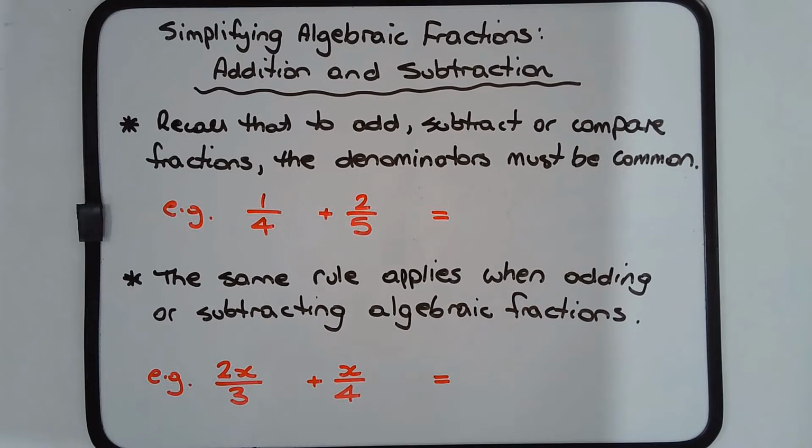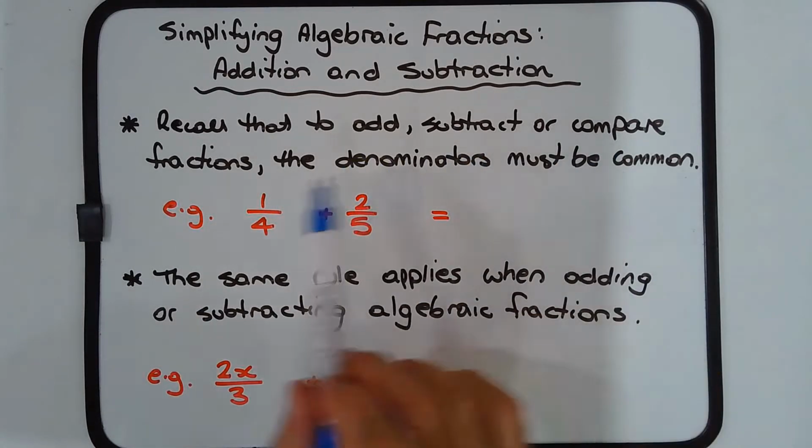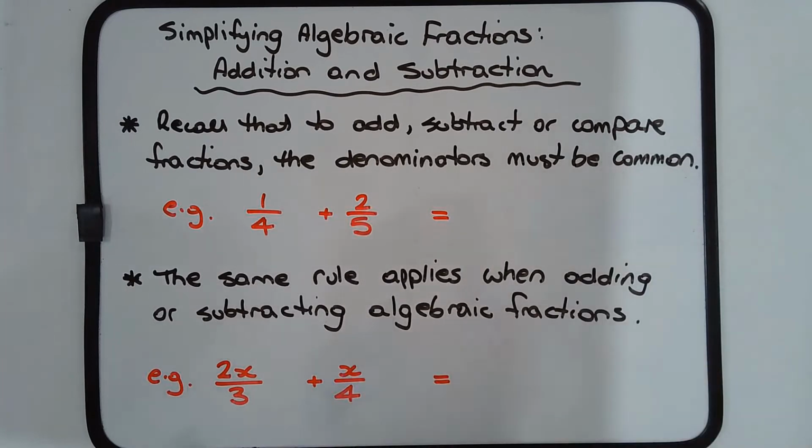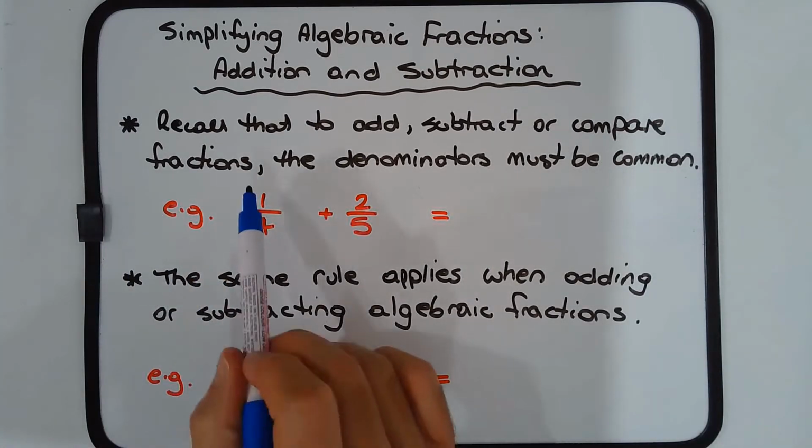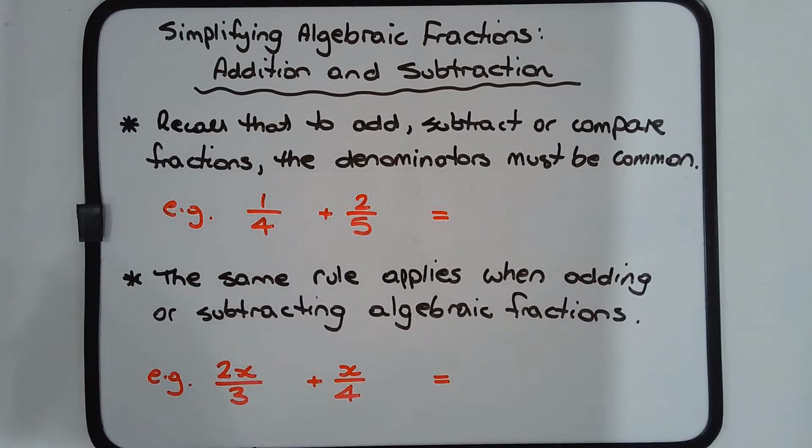Simplifying algebraic fractions, addition and subtraction. Recall that to add, subtract, or compare fractions, the denominators must be common. So for example, 1 over 4 plus 2 over 5 cannot be added directly because the denominators are different.